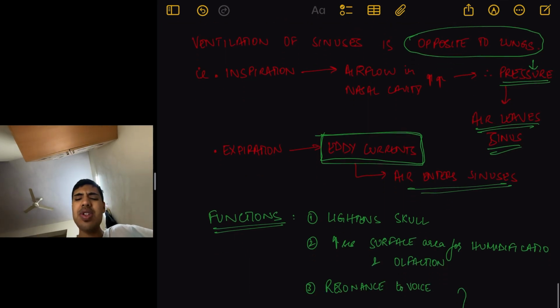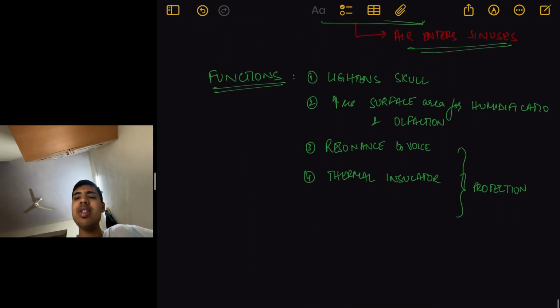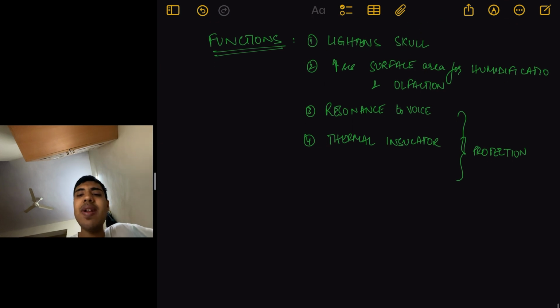Now let's come to the functions of paranasal air sinuses. Basically, it lightens the weight of the skull. You don't have solid bone everywhere. You have pneumatic bone, so it lightens the weight of the skull. It increases surface area for humidification and olfaction. As we know, olfactory mucosa helps in olfaction, and evaporation of water from the sinus mucosa, the nasal mucosa, humidifies the air, so it increases the surface area, and it provides vocal resonance.